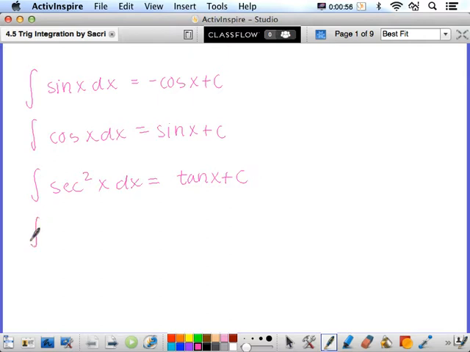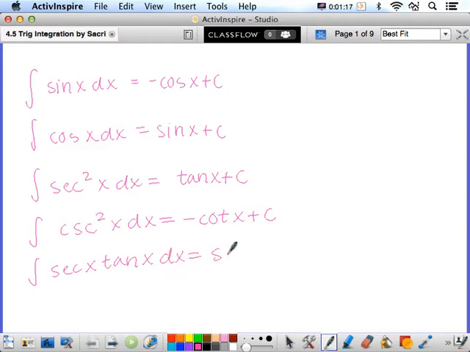What is the integral of cosecant squared? Is it cotangent or negative cotangent? Negative cotangent of x plus c. And we need that negative there to kind of balance it back. What is the integral of secant x tangent x? Secant. What is the integral of cosecant x cotangent x?